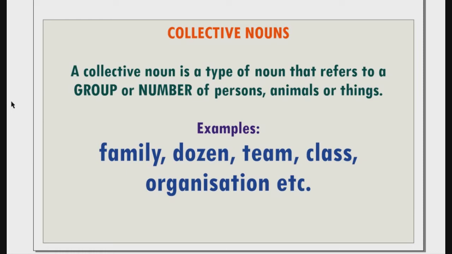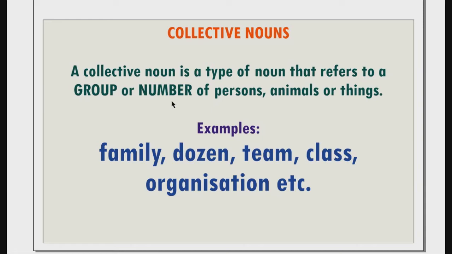Collective nouns. We shall start with the definition. A collective noun is a type of noun that refers to a group or number of persons, animals, or things. Now, if you look at this definition very well, GROUP and NUMBER are written in capital letters. That is because these two words are very important when we are talking about collective nouns.